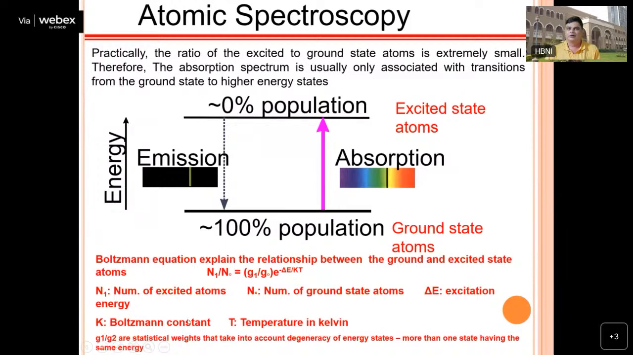Okay. And in this, g1 and g0 are the statistical weights, which take into account the degeneracy of an energy state, where more than one state has the same energy level. So this is how one can use the Boltzmann equation, which explains the relationship between the ground state and the excited state atoms.